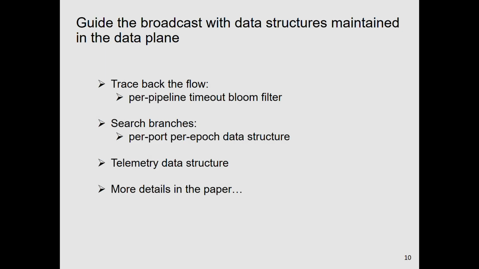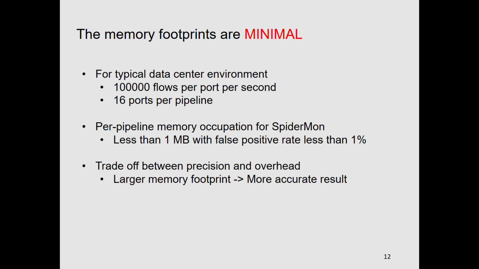There are more details about the data structures in the paper, and you can take a look at the paper. For the experiment, we show that with a typical data center environment, we can achieve less than 1% false positive rate with less than 1 megabyte of memory for each pipeline in the switch. And there is a trade-off between the precision and the overhead. We can always get more accurate results with a larger memory footprint.